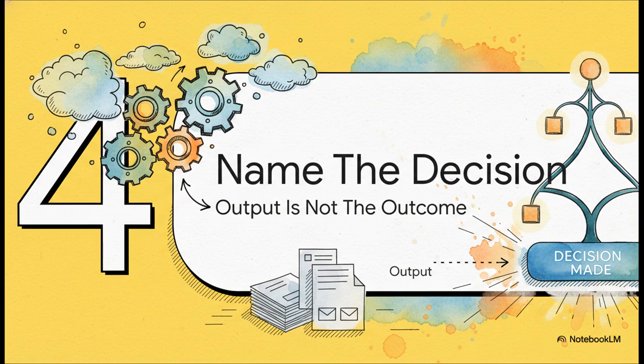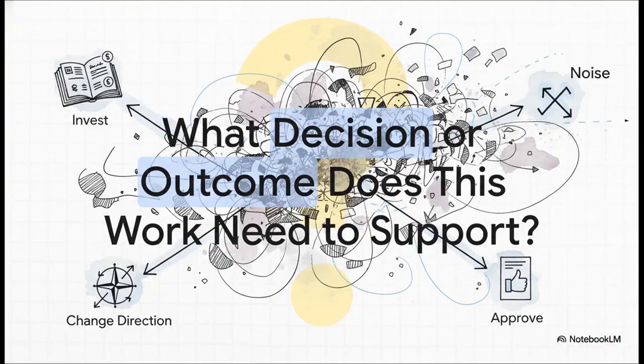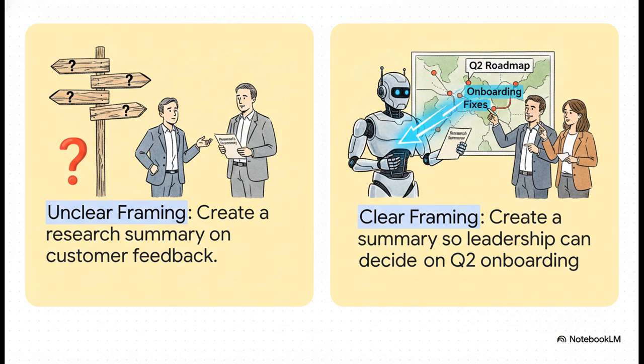Once the problem is clear, the goal isn't just to create an output, like a document or a prototype. The goal is to drive an outcome. And that almost always means enabling a specific decision. Most of the work we do exists to help someone make a choice, whether to invest, whether to change direction, or maybe to approve a launch. When we don't explicitly name that decision, our work just loses its center of gravity, and any AI-generated content quickly turns into more noise.